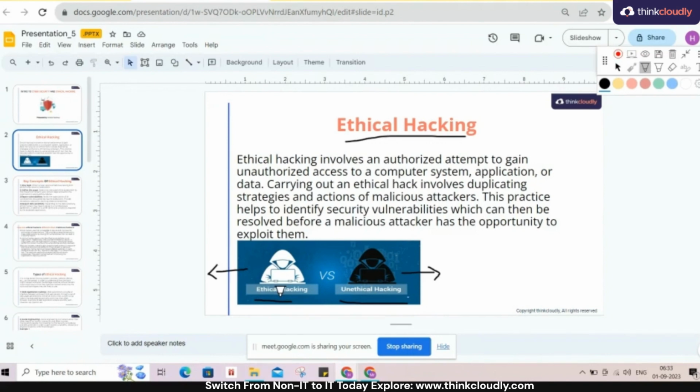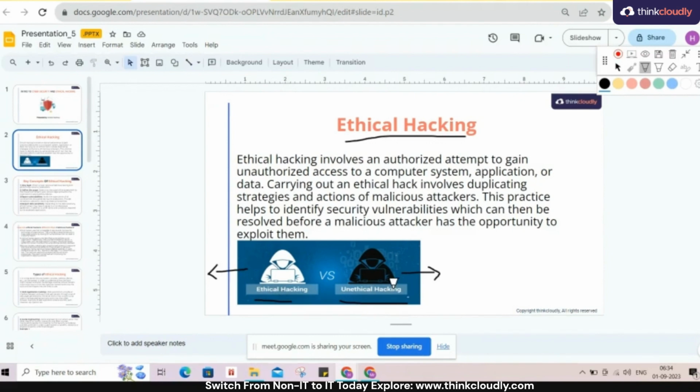There are some rules that have been built for ethical hacking, whereas an unethical hacker does not follow any rules or guidelines. They are just doing the hacking for fun, for personal interest, for money. So that's the type of unethical hacking.